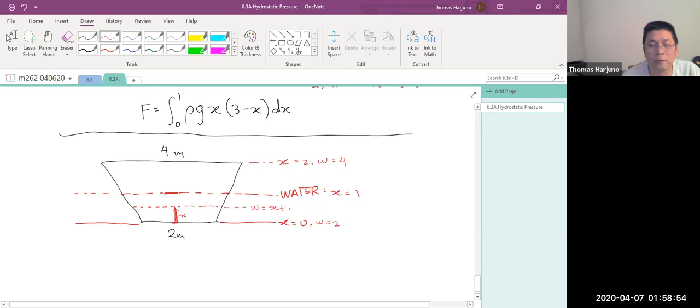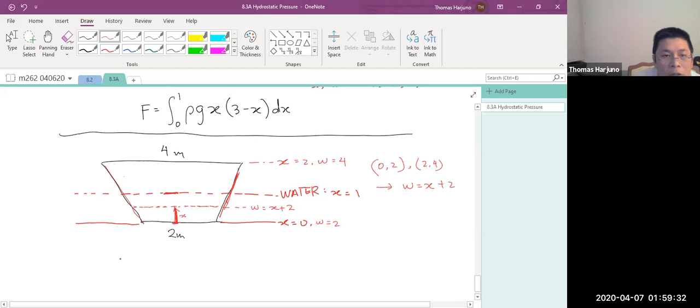X plus 2. Okay, so here are the coordinates, 0, 2 and 2, 4. What is the equation of the line? Well, because this is linear, the width actually increases linearly. So the y-intercept is 2, and the slope is 1. So this is the width, which is x plus 2, if I start from the bottom x there.